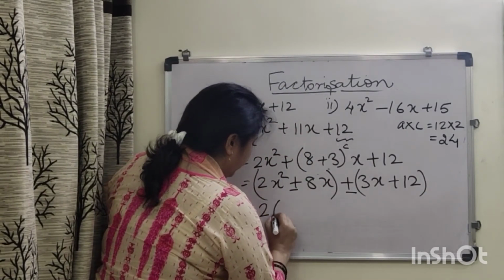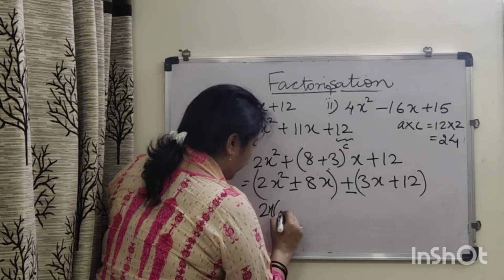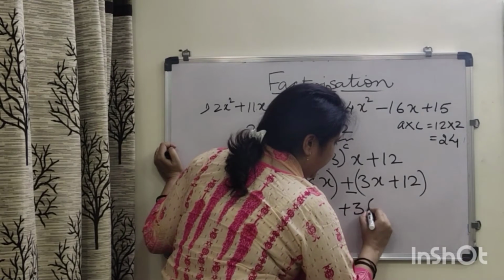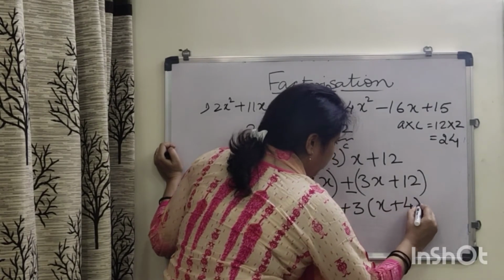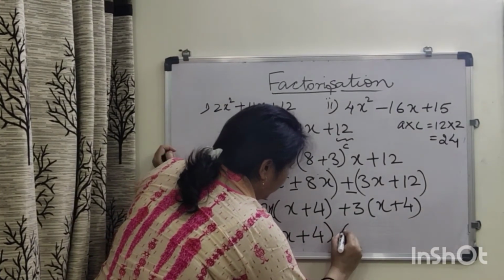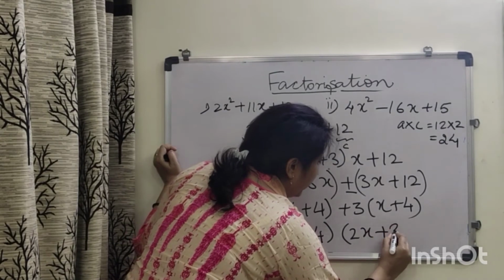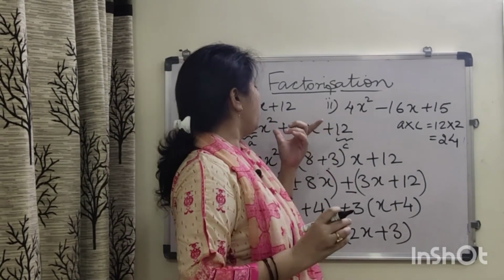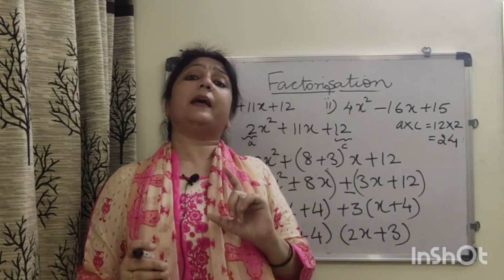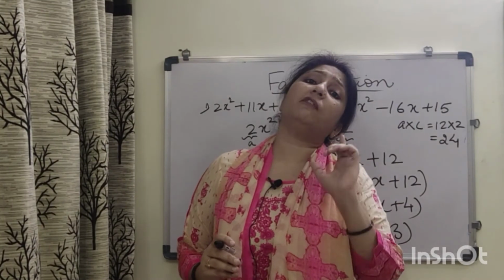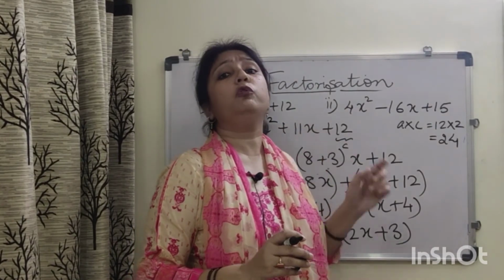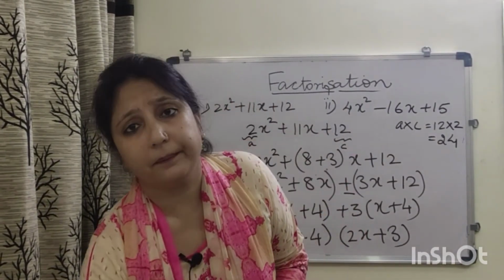Now you take common. It is 2x over here, so it is x plus 4. And here you can only take 3, it is x plus 4. So factorized form is, after taking x plus 4 binomial common, you are left with 2x plus 3. This is the factorized form in which you have learned one technique, that if a trinomial has both the signs positive, you will choose the factors whose sum gives you the midterm.